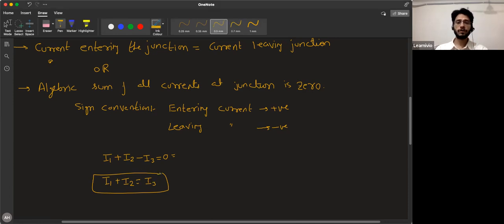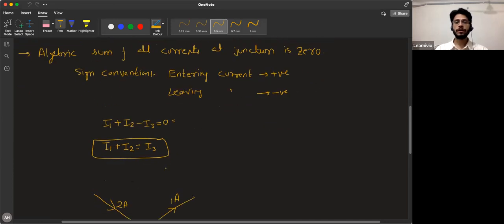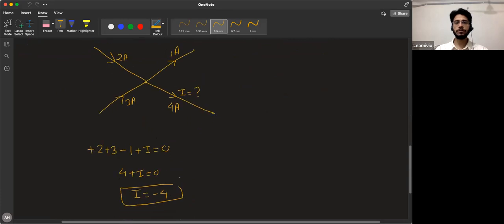I don't know how they delete the portions. They have deleted that potentiometer thing, that is understandable. Potentiometer is a totally different topic. Yes, sir.